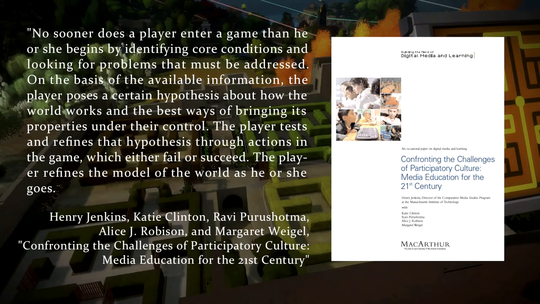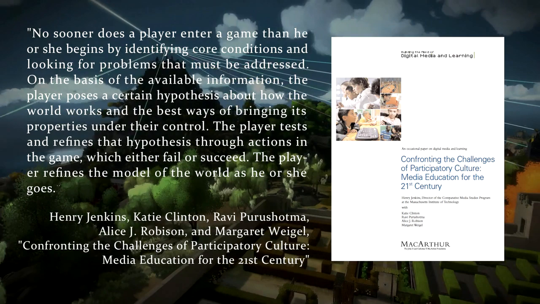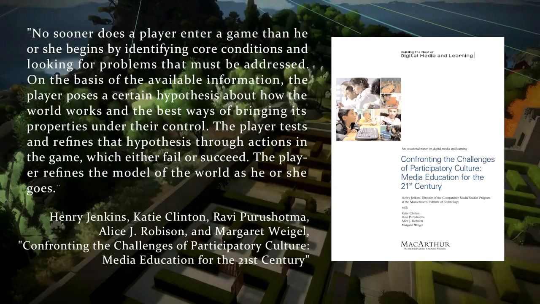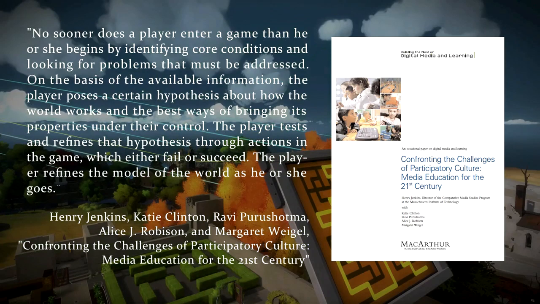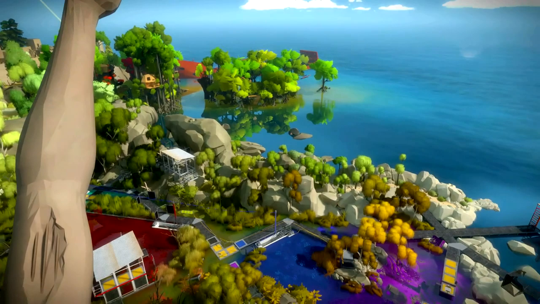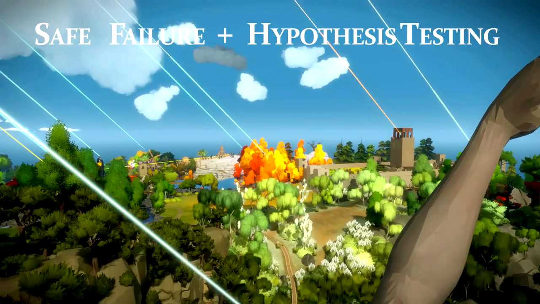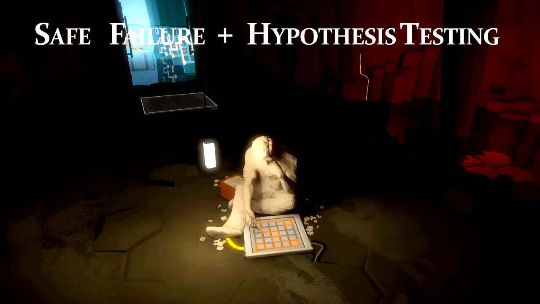On the basis of the available information, the player poses a certain hypothesis about how the world works and the best ways of bringing its properties under control. The player tests and refines that hypothesis through actions in the game, which either fail or succeed. The player refines the model of the world as he or she goes. For these authors, video games offer up a general philosophy of safe failure and hypothesis testing that can serve as a broad pedagogical model.